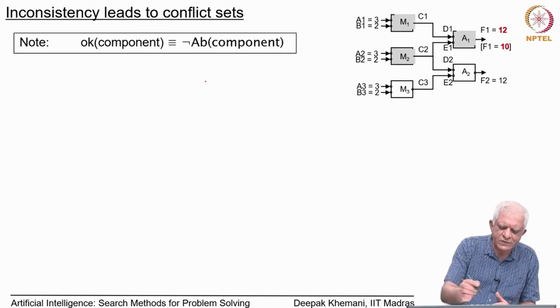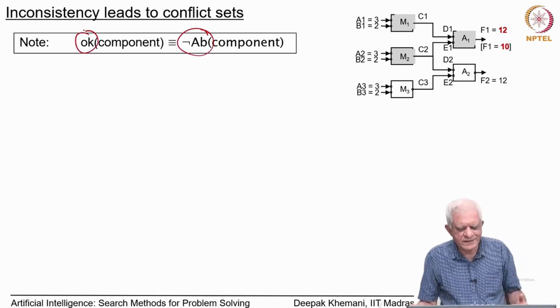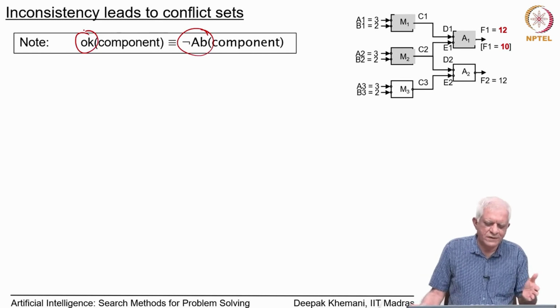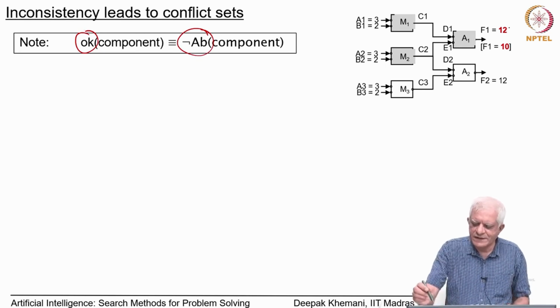We use a different notation here, abnormal. So, when we say it is okay, we mean it is not abnormal. They are the same thing. We could have used not okay in one place or not abnormal in the other place, but it does not matter. Different people tend to use different notation. So, there is a discrepancy.